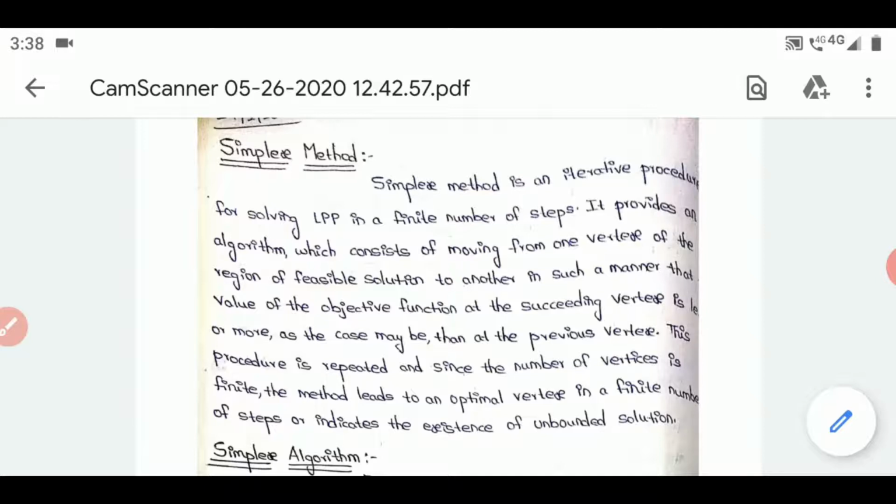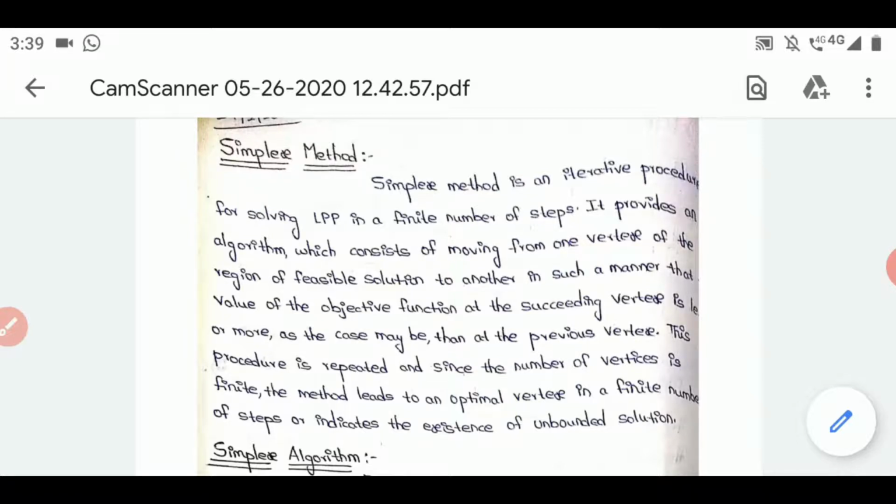It is an iterative process for solving LPP in a finite number of steps. It provides an algorithm which consists of moving from one vertex of the region of feasible solution to another in such a manner that the value of the objective function at the succeeding vertex is less or more, as the case may be, than at the previous vertex. This procedure is repeated, and since the number of vertices is finite, the method leads to an optimal vertex in a finite number of steps or indicates the existence of an unbounded solution.